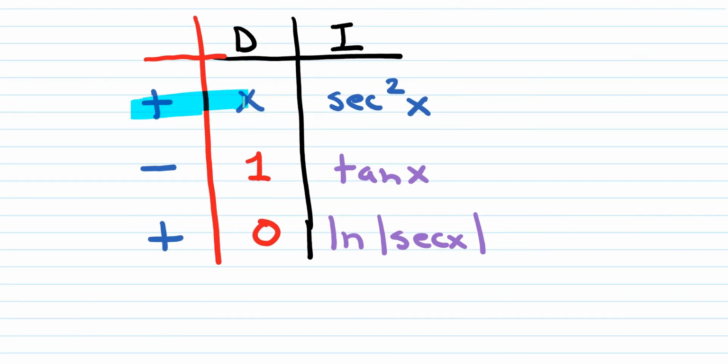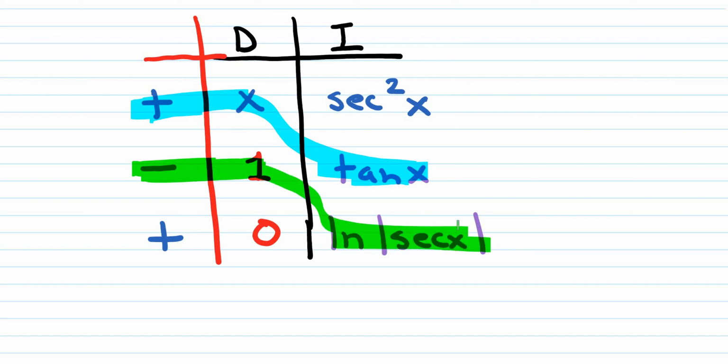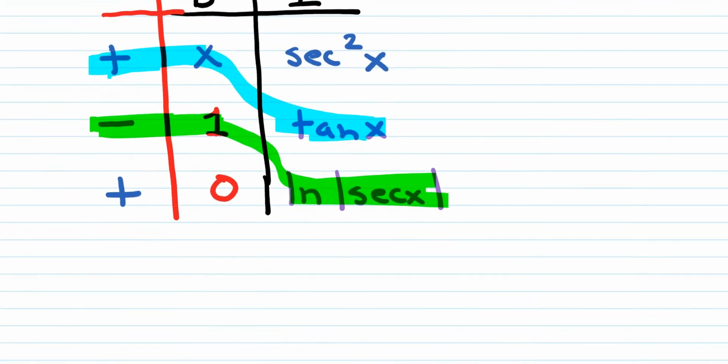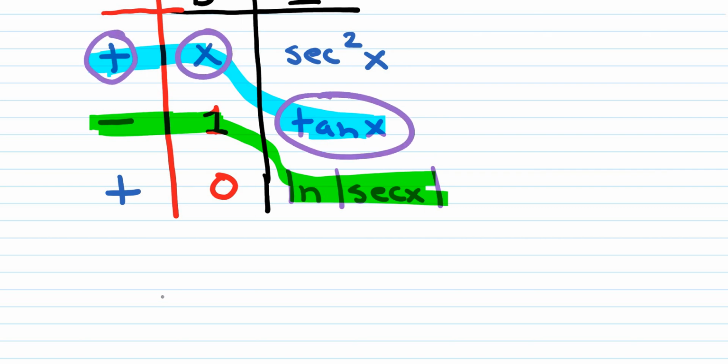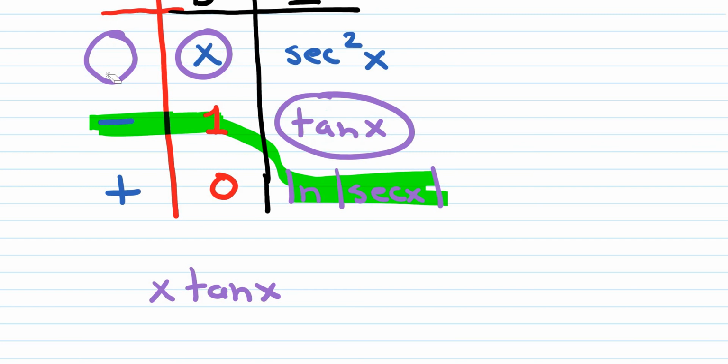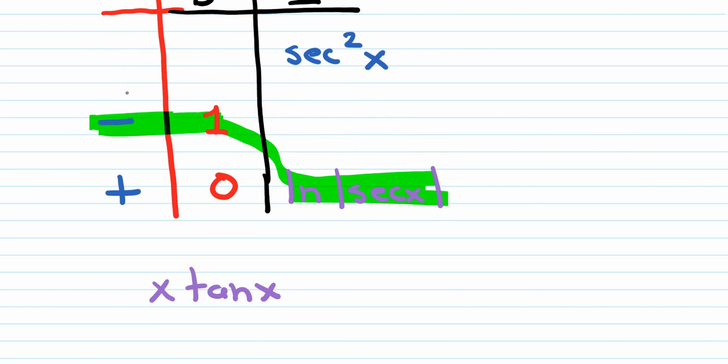So we need to highlight the first row here, and then I also need to highlight the second row. So negative one times ln of secant x, and then let's just finish off by putting this all together here. If I have a positive x times tan x, that's going to be x times tan x. Okay, and then let me just erase that. That row is all done.